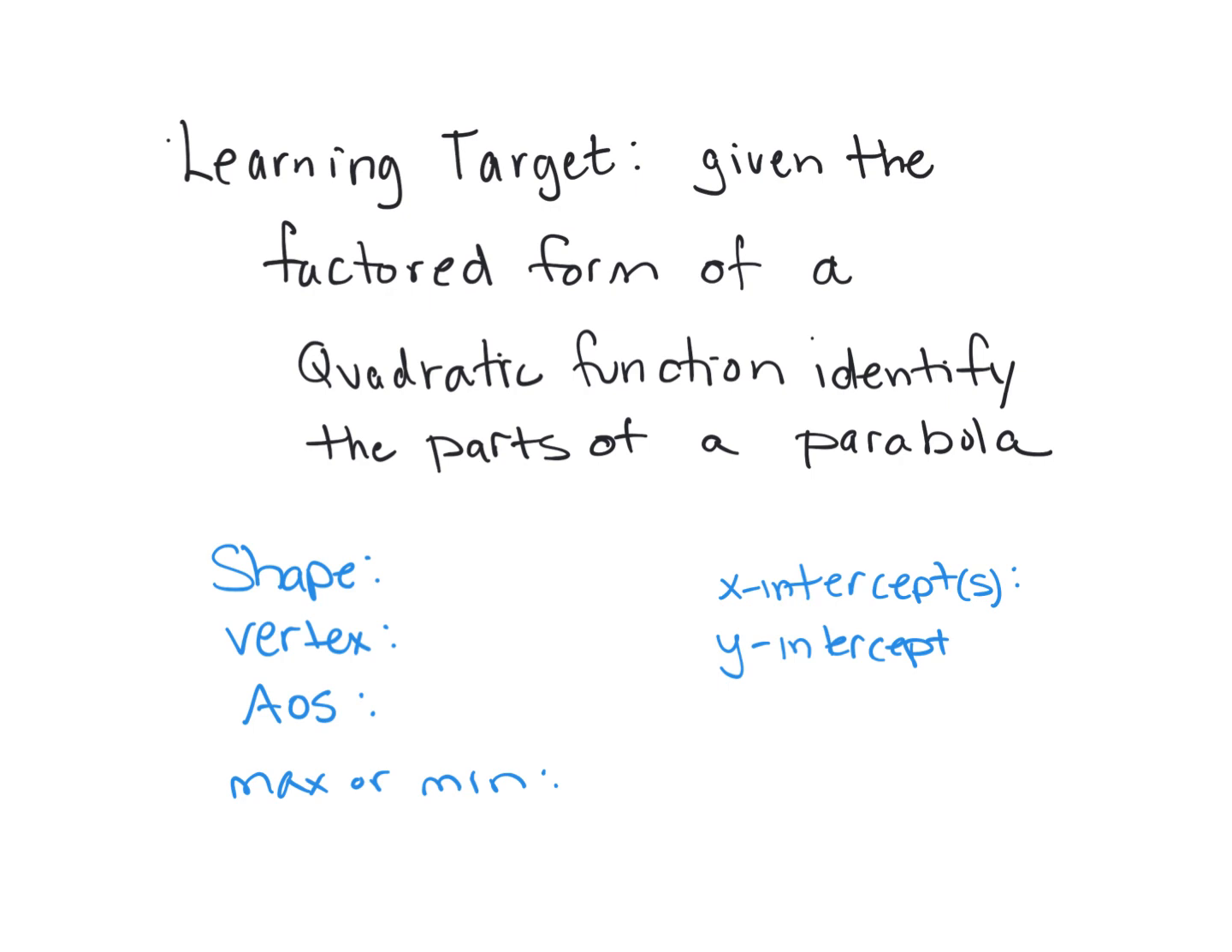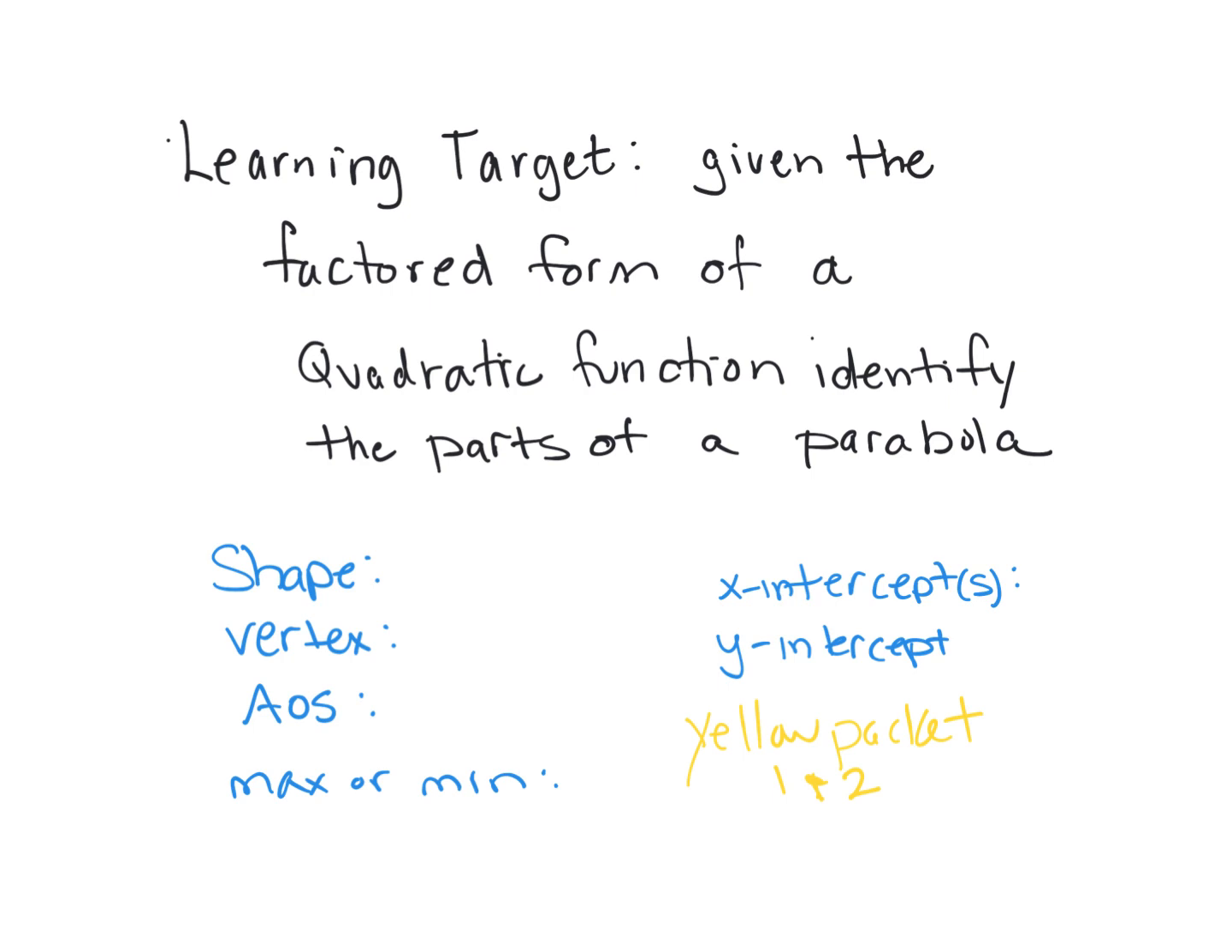Right, so in this part of the lesson, we are going to be given the factored form of a quadratic function, and we're going to identify the parts of a parabola. So we are once again looking at those same pieces of information that are on your yellow packet, pages 1 and 2, where we go through all types of vocabulary. And we've done this before, but we're just switching the given information now.